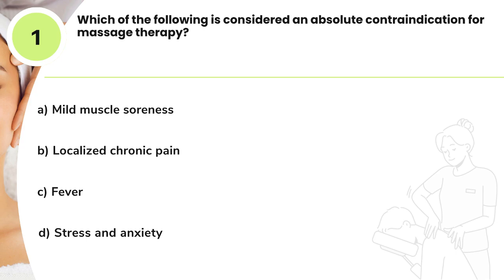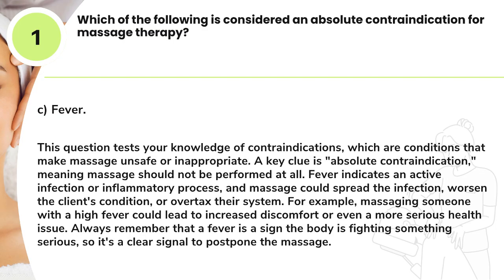Question 1. Which of the following is considered an absolute contraindication for massage therapy? A. Mild muscle soreness. B. Localized chronic pain. C. Fever. D. Stress and anxiety. Answer: C. Fever. This question tests your knowledge of contraindications, which are conditions that make massage unsafe or inappropriate.